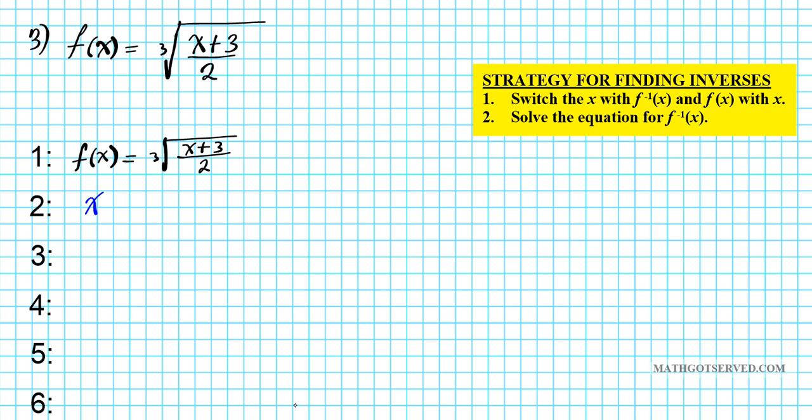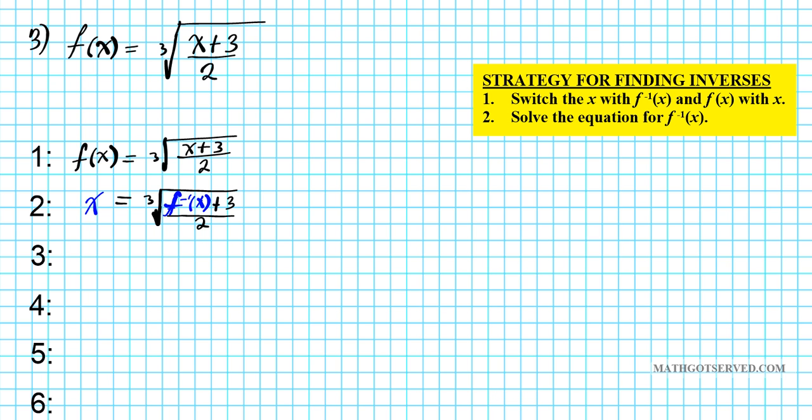We have x equals the 3rd root of, we are going to replace x with f inverse of x plus 3, and this entire numerator divided by 2. Now to get f inverse of x isolated, we're going to get rid of the third root first by raising both sides to the third power, and then we'll get rid of the 2 in the denominator and then the 3 that's being added on to the inverse.